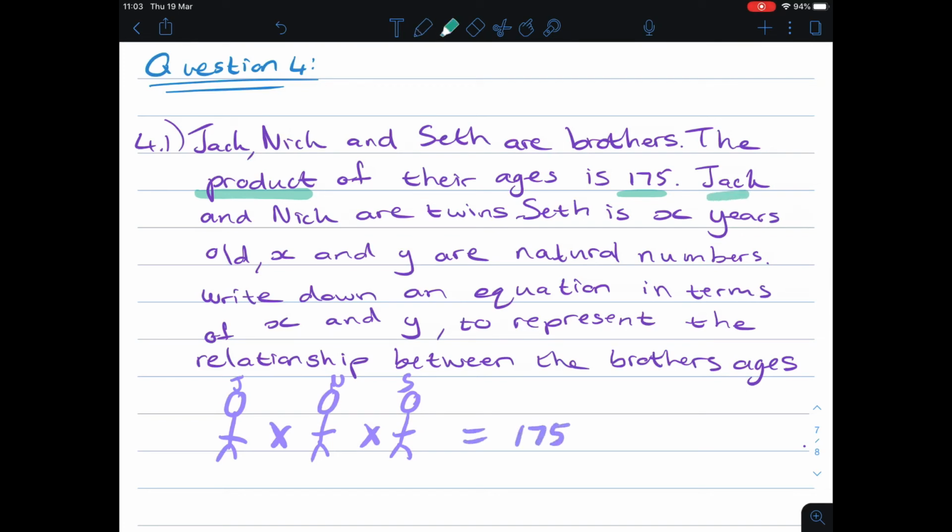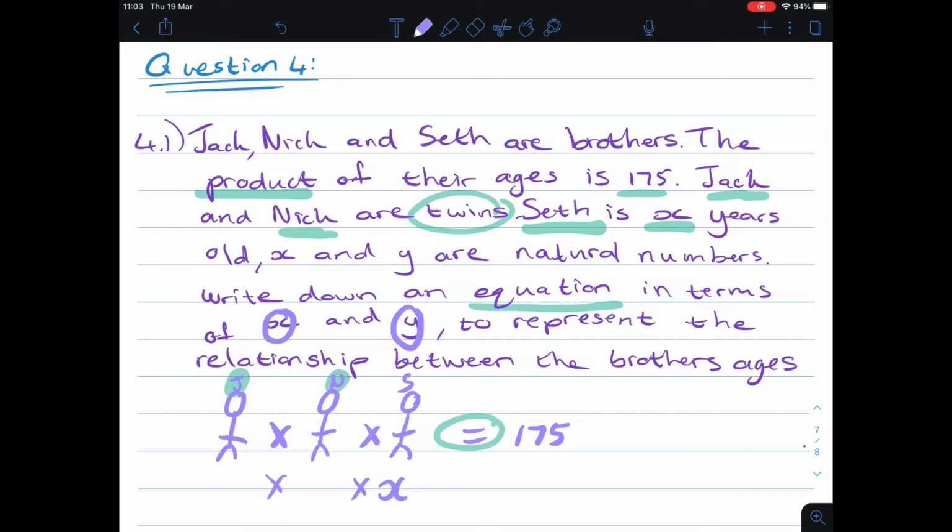Then it says that Jack and Nick are actually twins. So whatever variable I use for Jack, I need to use for Nick, because these guys need to be exactly the same. Then it tells us that Seth is x. So already I know that Seth is x. Then there's a times sign there and there. And then it says that x and y are natural numbers. And it asks us to write down an equation. So if it says equation, we need to have an equals sign somewhere in terms of x and y.